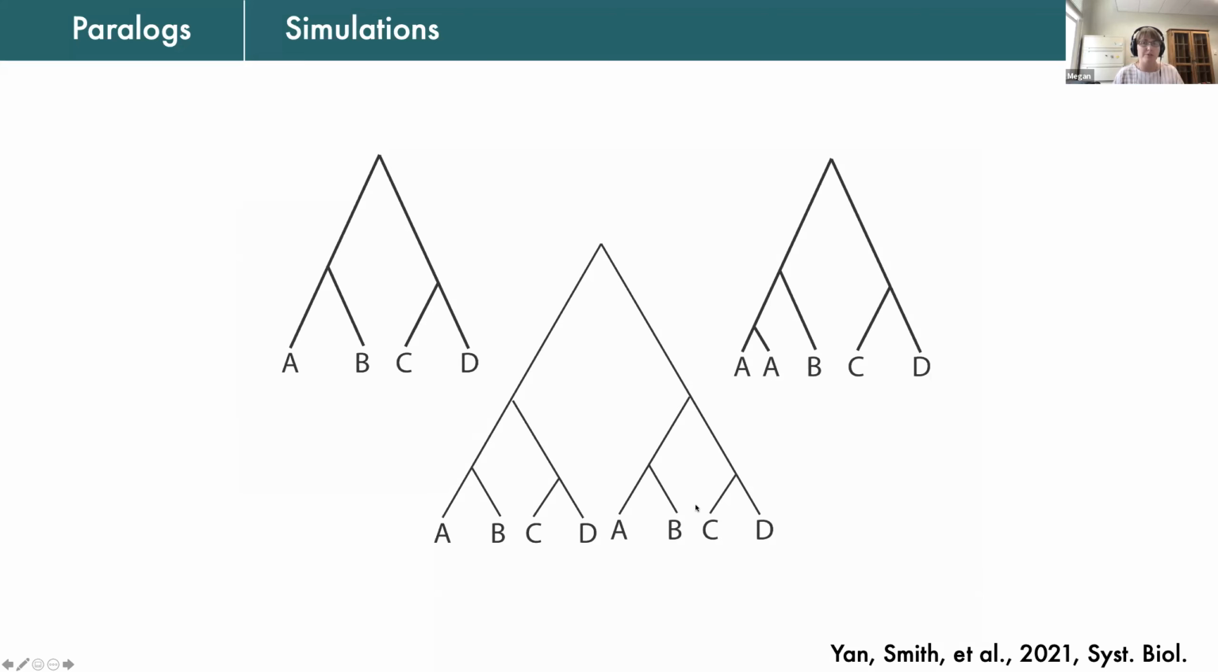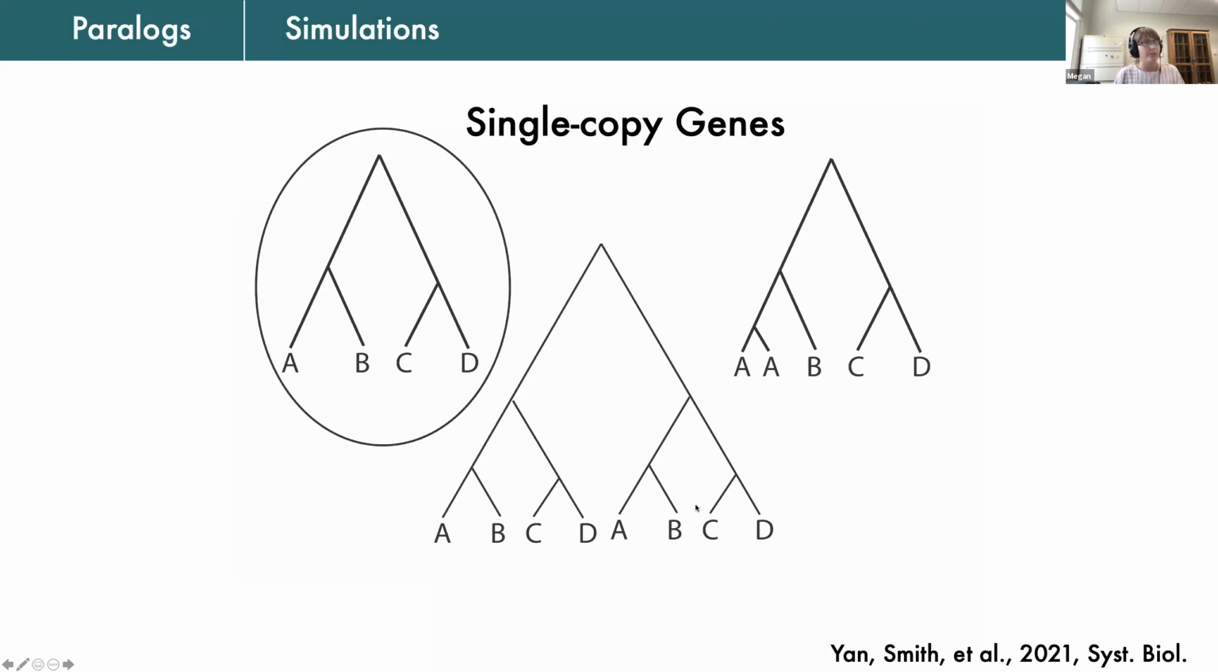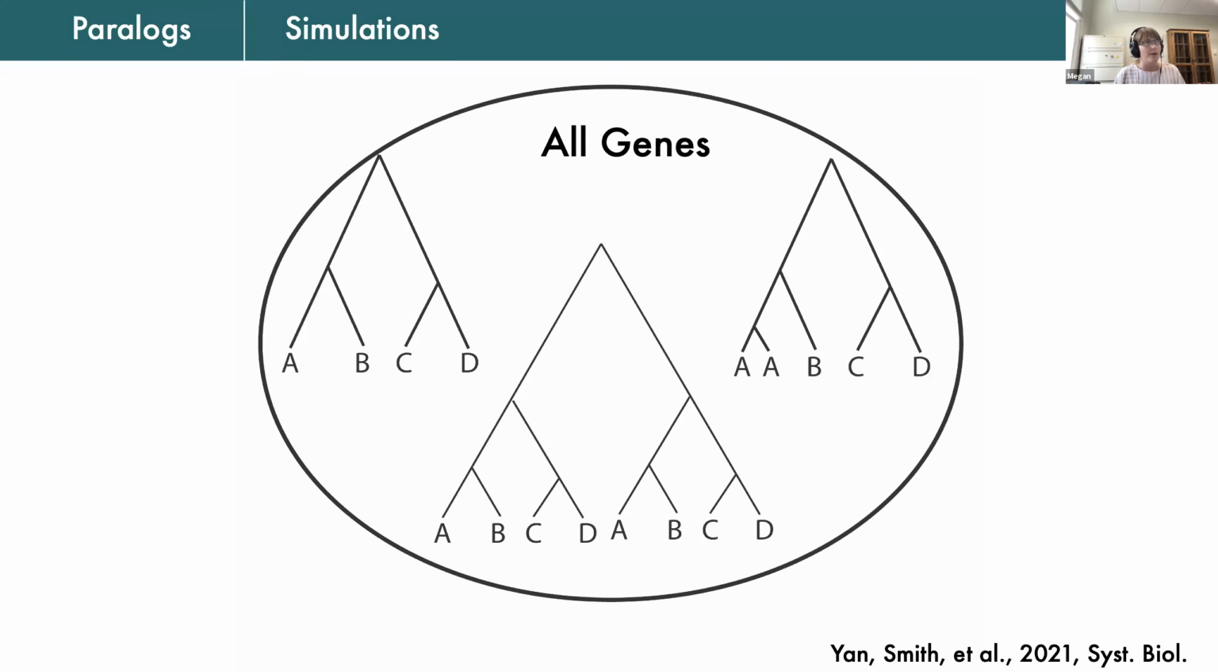We then used several different sampling strategies to get data sets for downstream phylogenetic inference. First, we sampled only single copy genes. So these are the traditional genes used in phylogenetics. But then we sampled all genes. So regardless of how many copies were present in any given species, we just use the gene. We also had some other approaches, but I'm only going to focus on these 2 most extreme approaches for today.